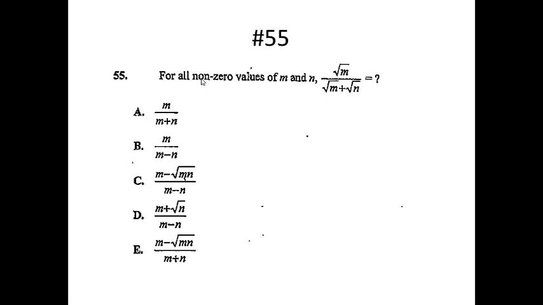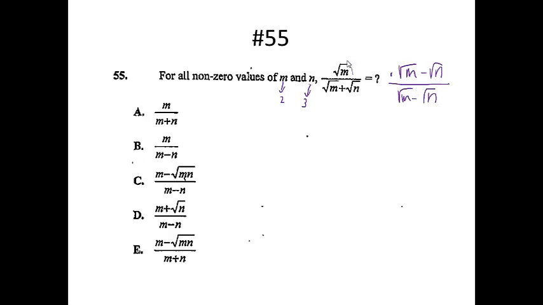All right, 55. For all non-zero values of m and n, the square root of m over the square root of m plus the square root of n equals, right? If you're not sure how to work this problem, pick a value for m, maybe 2, and n, 3, plug it in, and then plug them in each of the choices until you get an equivalent answer. But hopefully from the work with calculus, you remember that when you see something like this, we can multiply by the conjugate and probably get to something that's going to work out quite nicely.